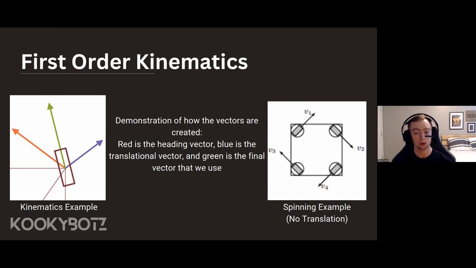You then use the magnitude of this vector, which is the velocity that you're setting to the wheel. In this case, this can be done by simply using the Pythagorean theorem, getting the hypotenuse, and then you plug that into the wheel speeds. With the angle, we take the arctangent of the y component over the x component of the green vector, resulting in a target heading in radians for our module. On the right, you can see a similar example with no translational vectors, but all just rotation. This would be rotating clockwise in this case.